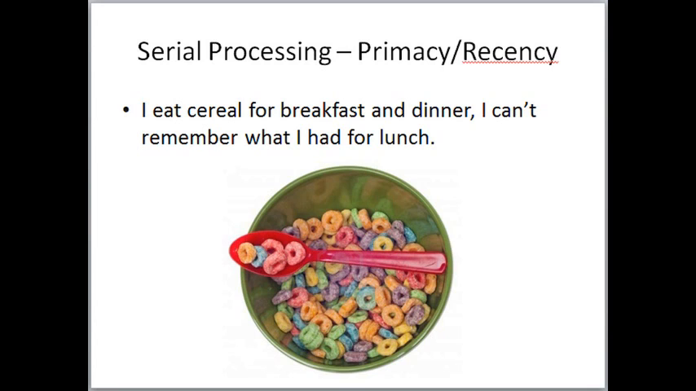So if you can think of it this way, here's a little mnemonic for you. I eat cereal for breakfast. I also eat it for dinner, and I can't remember what I had for lunch. The serial processing means that we remember the things at the beginning and at the end more than we do in the middle. So when you go to study for a test, maybe you should study some of the stuff in the middle of your list more so than the things at the end.